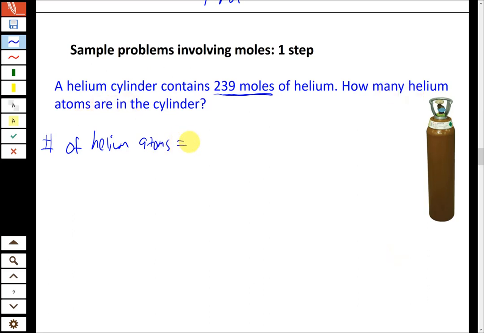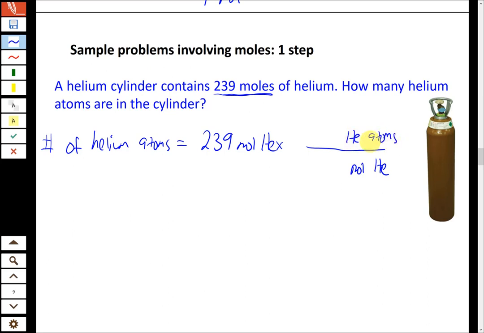And then we start the calculation with the quantity that we're given, which is 239 moles. From there, we need to figure out, in one or more steps, how to get from this quantity to that quantity. Well, we defined the mole as 6.02 times 10 to the 23rd atoms in 1 mole, so we can use that number directly in one step. We want moles of helium to cancel out, and then we want to find how many helium atoms are in there.